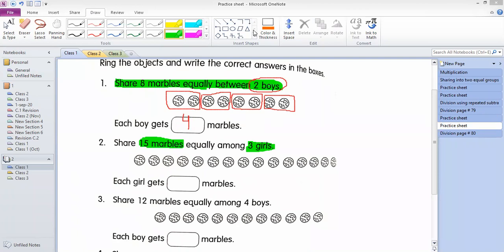I did a subtraction. Okay, you use repeated subtraction. Fantastic. Very good, very good.